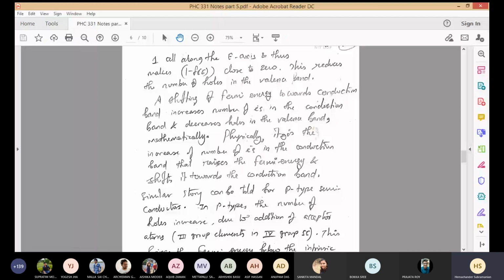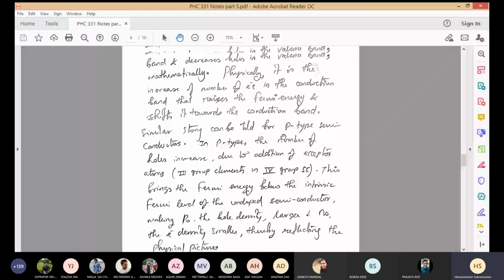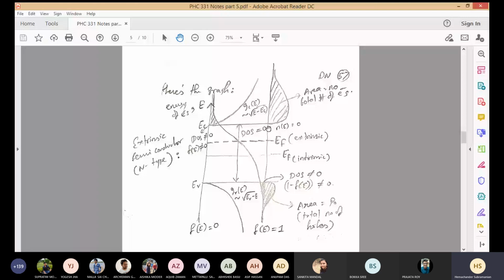We can do the same kind of picture for p-type material. In the p-type material, you would have a smaller peak here for the electrons and a much bigger peak like this here in the valence band. This would be inverted, and the Fermi energy would have dropped down below the intrinsic Fermi energy towards the valence band.